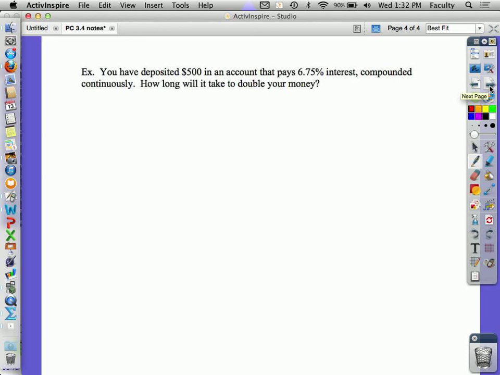Okay, now the last example, it says you have deposited $500 in an account that pays 6.75% interest, compounded continuously. How long will it take to double your money? All right, so let's play the game. What do I know? All right, so tell me one thing you know about the problem.